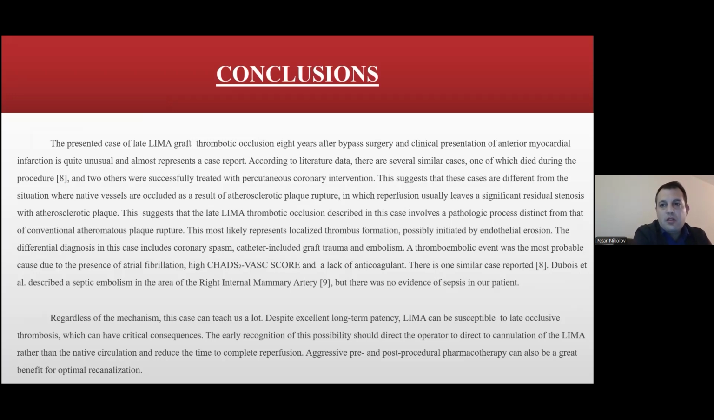There were a few cases, maybe 5 or 6, with such mechanisms. Regardless of that type of mechanism, this case can teach us a lot. Despite excellent long-term patency, Lima can be susceptible to late occlusive thrombosis, which can have critical consequences. The early recognition of this possibility should direct the operator to directly cannulate the Lima rather than the native circulation and reduce the time to complete reperfusion.